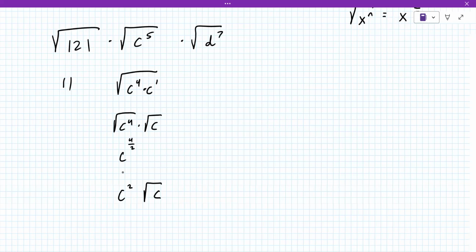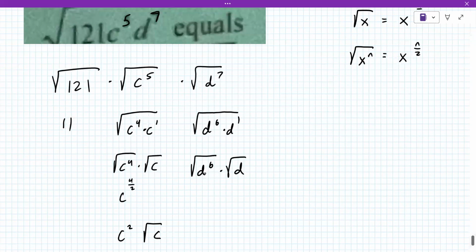I've seen it before, I think. Okay. This d to the 7th becomes d to the 6th times d to the 1. Square root of d to the 6th times square root of d. Mhm. So the same thing for this one becomes d to the 6 divided by 2 power, which is d to the power of 3. And then you bring the 11 down.